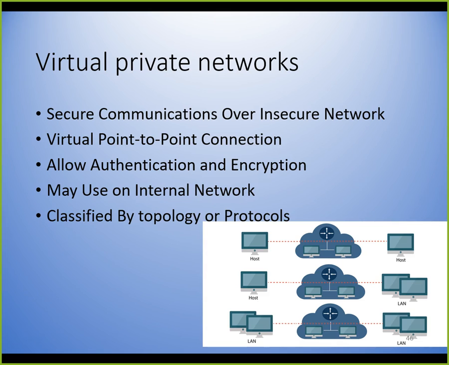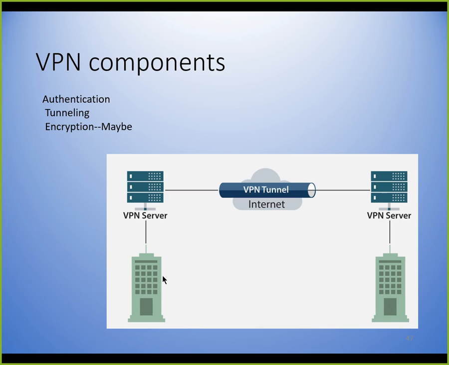If it's going to a location that should be encrypted, it shunts the traffic off to the VPN tunnel, gets encrypted, goes to the other end, gets decrypted, and is sent to the location it's supposed to. If it's not going to be encrypted, then it gets sent out to the regular connectivity over the internet. The components: authentication, tunneling, and maybe encryption.